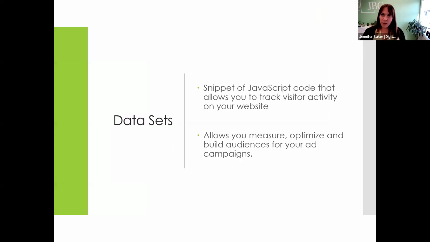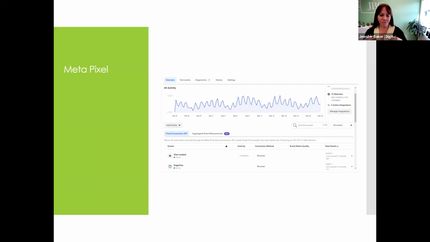So Pixels, Meta, I'm making a face. Meta, for some reason, decided they're now called data sets. So the phrase pixel is outdated. They call them data sets. If you're in your business manager and say, where's my pixel? It's now been moved down to the drop down that says data set. So that's where you can find it now in your business manager.